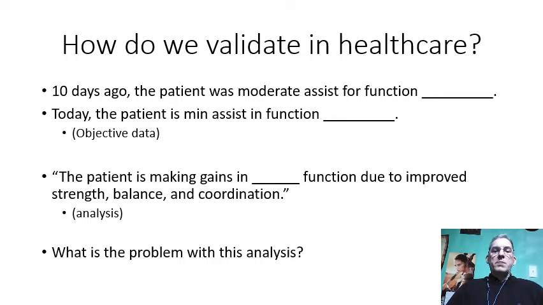Here's an example. Suppose 10 days ago in a progress report, a patient was reported to be moderate assistance for some kind of function, and then today they were reported to be min assist in that same functional area. Now, the therapist in their analysis statement goes on to say something like this: the patient is making gains in blank function due to improved strength, balance, and coordination. That is their analysis statement.